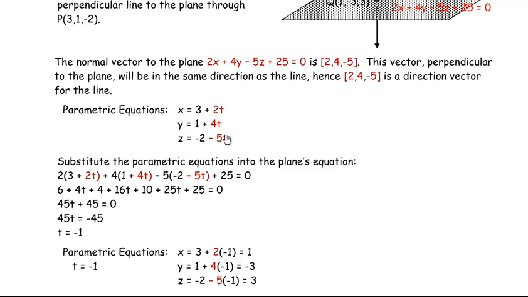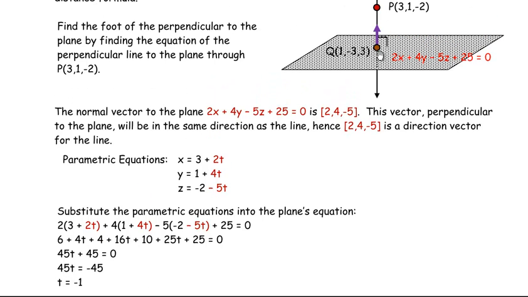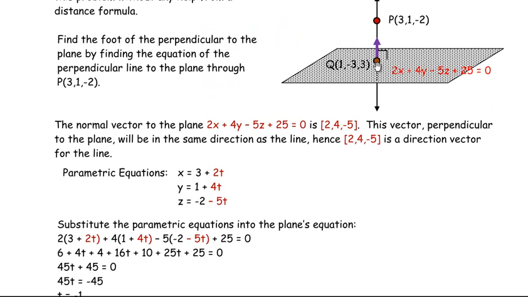So if I substitute negative 1 in the equations of the line, then that's how I get this point here, this Q, 1, negative 3, 3. That'll be the foot of the perpendicular down to the plane. So putting negative 1 in here, 3 plus 2 times negative 1, so this would be 3 minus 2 is 1. Negative 1 here, so 1 plus 4 times negative 1, so basically it's 1 minus 4 is negative 3. And the negative 1 here, negative 2 minus 5 times negative 1. Now this ends up being a plus 5, so negative 2 plus 5 is positive 3. So 1, negative 3, 3, that's the coordinates of that foot of the perpendicular. So that's where I got this Q point from.